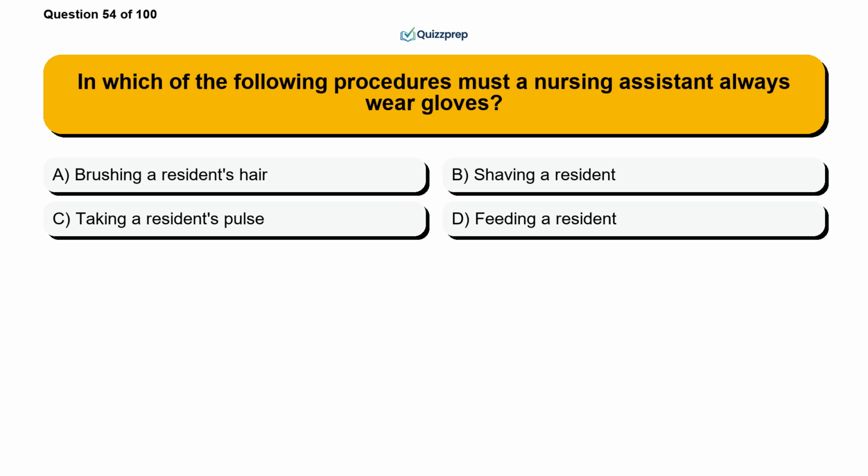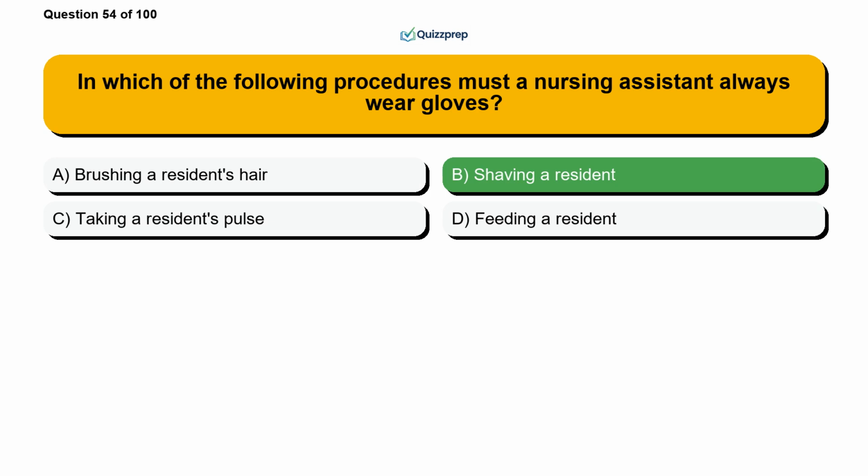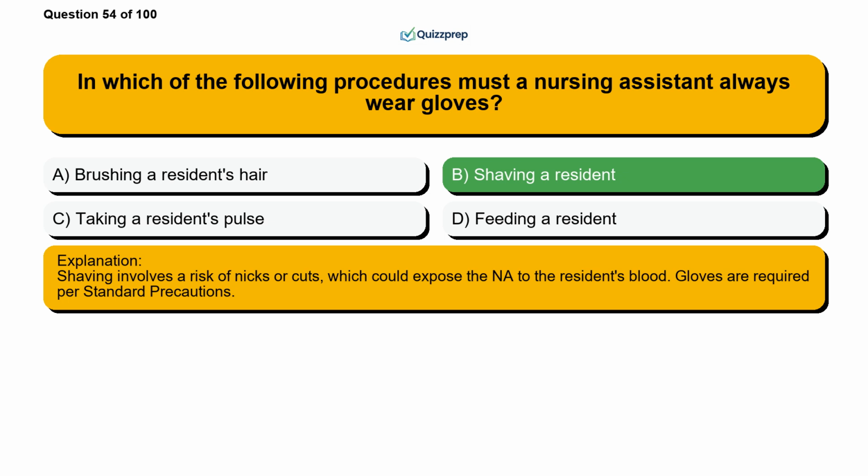Question 54. In which of the following procedures must a nursing assistant always wear gloves? Option A, brushing a resident's hair. Option B, shaving a resident. Option C, taking a resident's pulse. Option D, feeding a resident. The correct answer is option B, shaving a resident. Shaving involves a risk of nicks or cuts, which could expose the NA to the resident's blood. Gloves are required per standard precautions.